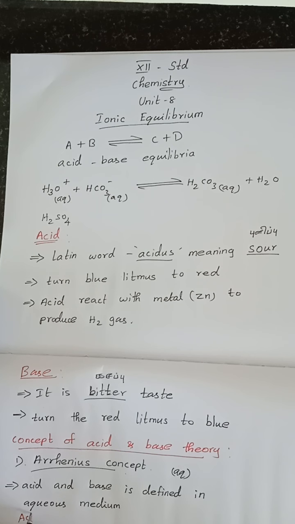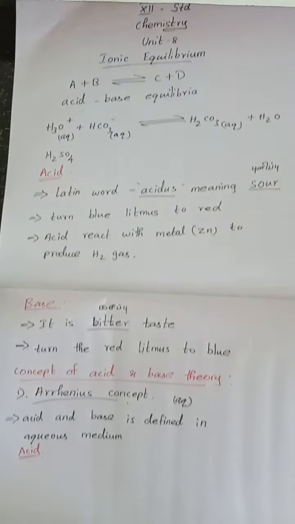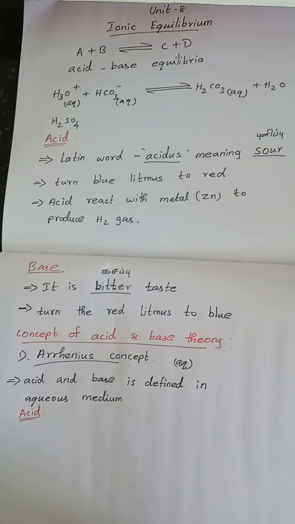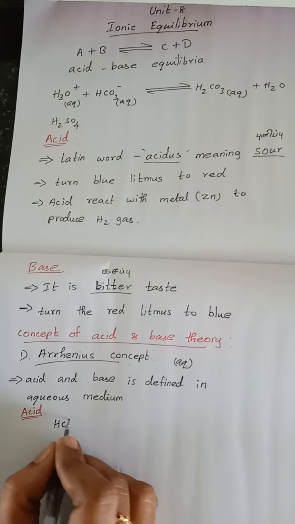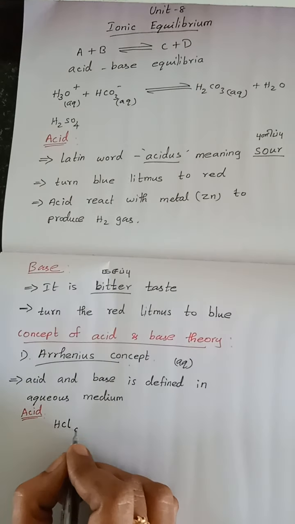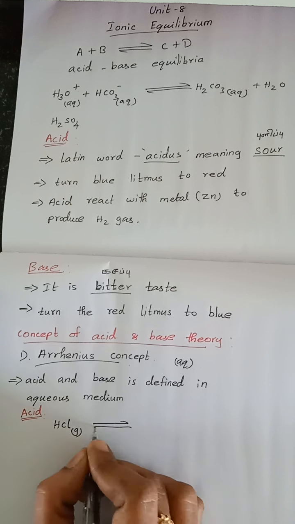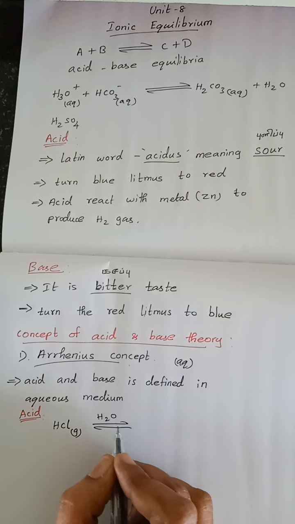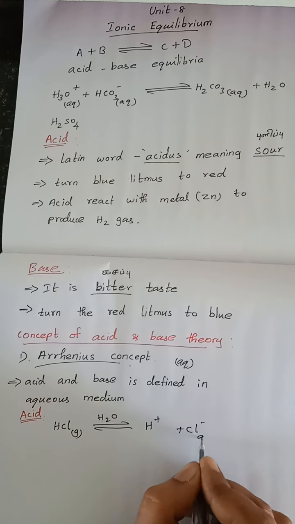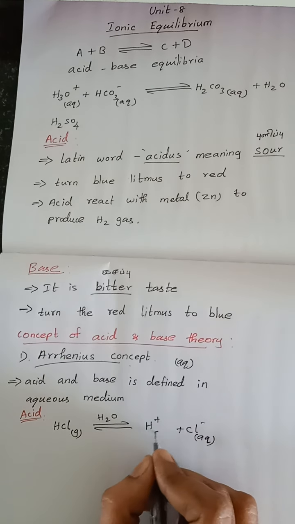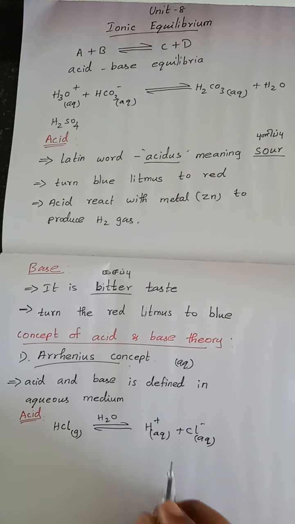Acid is a substance that dissociates to give hydrogen ion in water. For example, HCl, hydrochloric acid, in the presence of aqueous medium water, forms H plus and Cl minus.